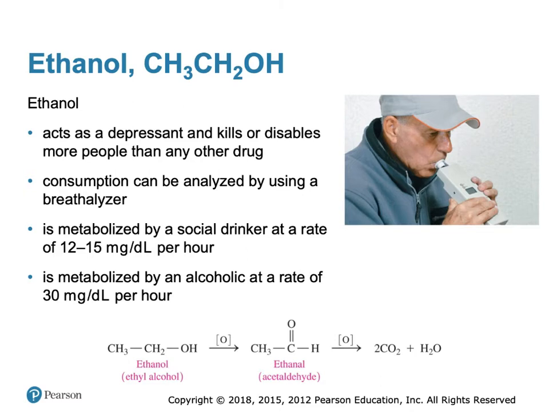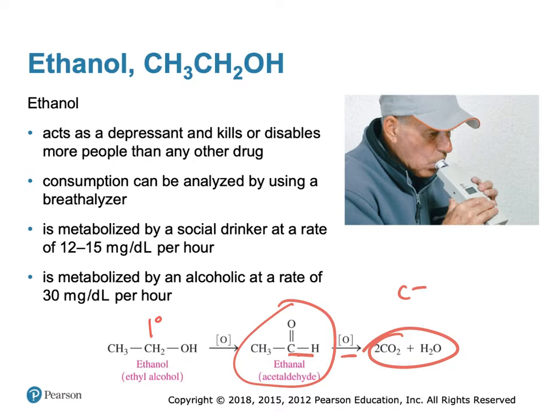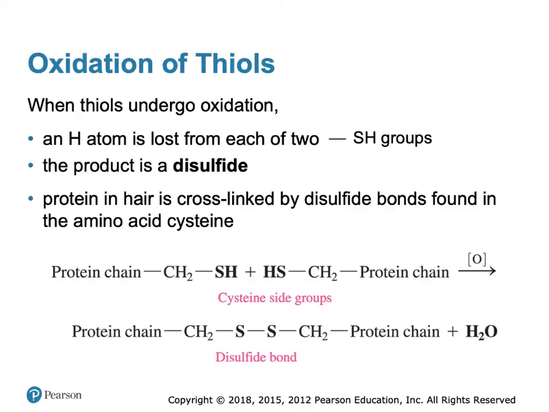So if we look here, we have ethanol. It's a primary alcohol. The first oxidation will make acetaldehyde. You can see your aldehyde functional group. Subsequent oxidations are going to produce carbon dioxide and water. So just to show you the structure of carbon dioxide, you can see we've increased the number of carbon-oxygen bonds.